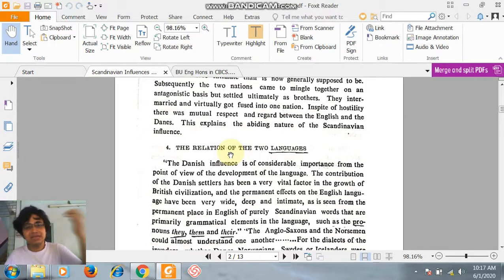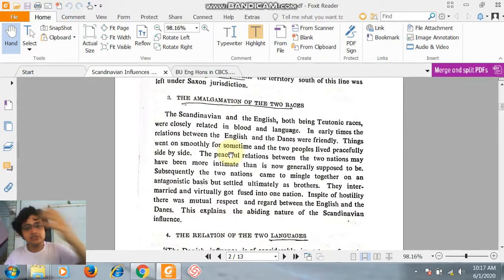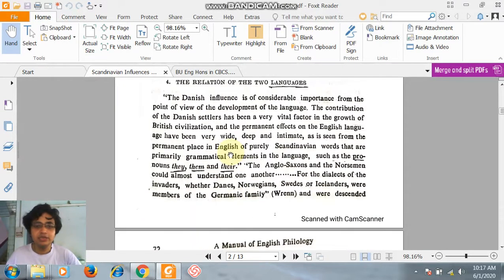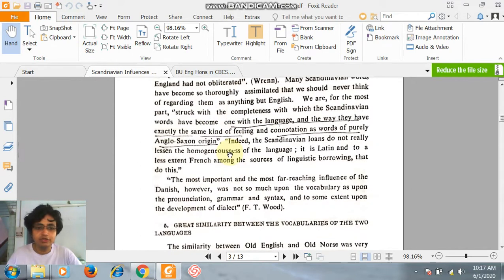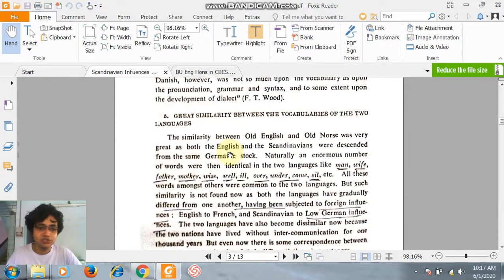As I've said, the amalgamation of the two races occurred greatly, and hence the two languages, the Anglo-Saxon language and the Scandinavian language, merged with one another to a great extent.